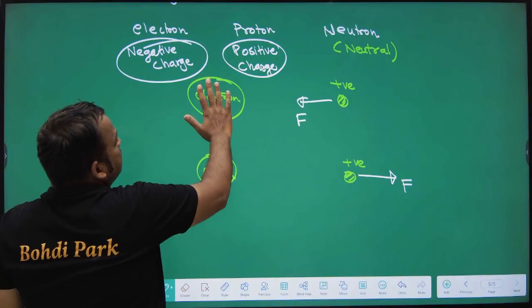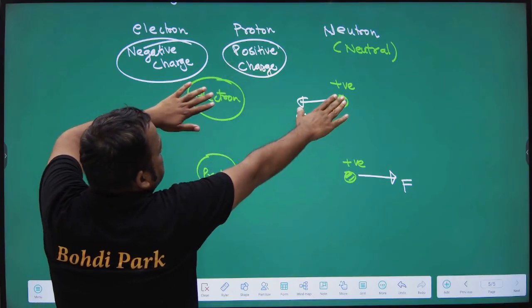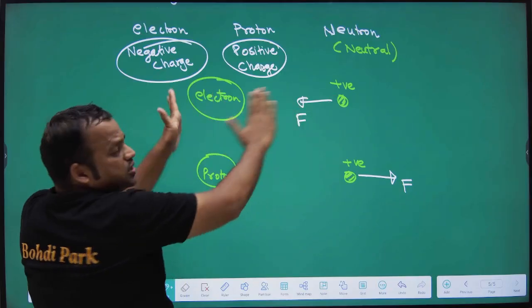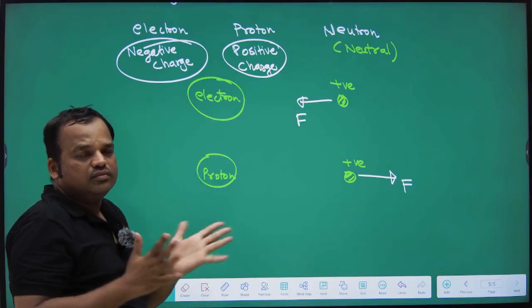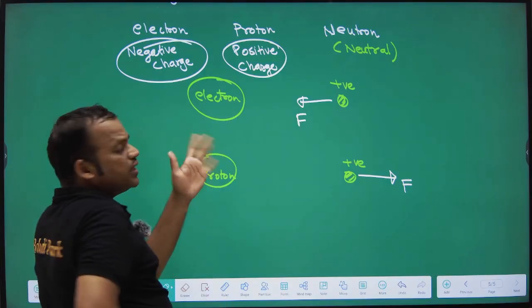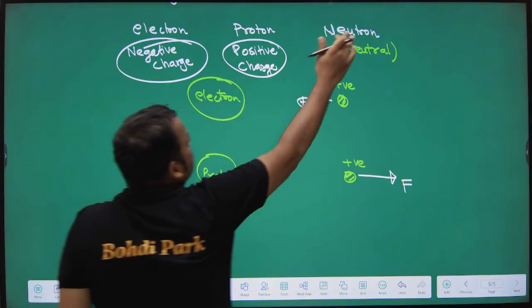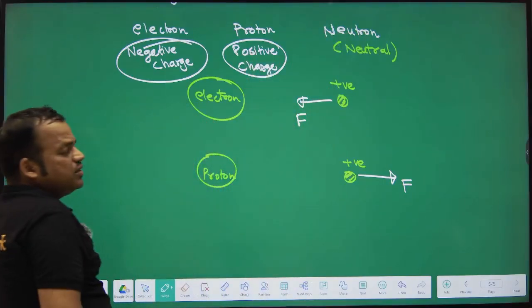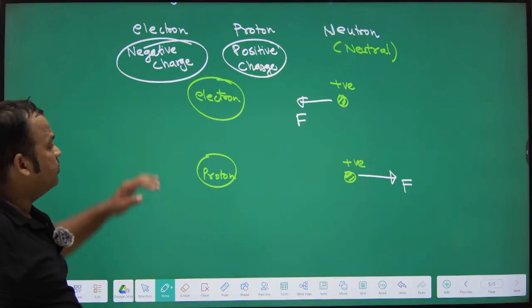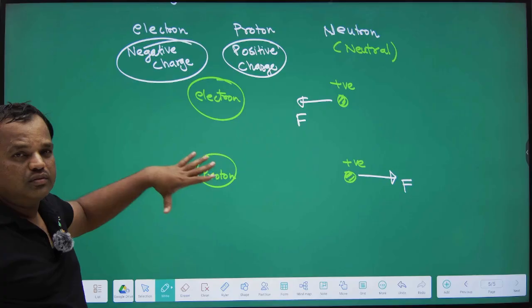Suppose a neutron is there and one positively charged body is there. Neutron and positively charged body have no interaction. So neutron cannot attract or pull. That's why we call it neutral. So that is one understanding of the difference between electron and proton.